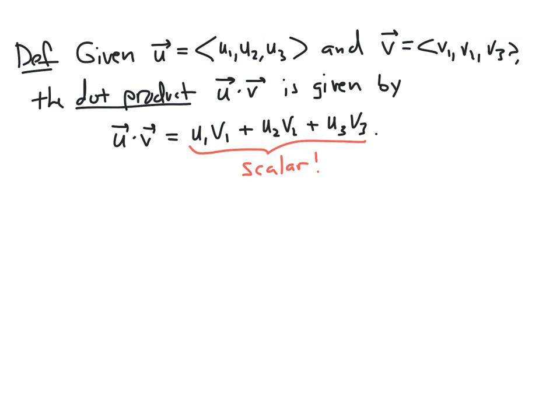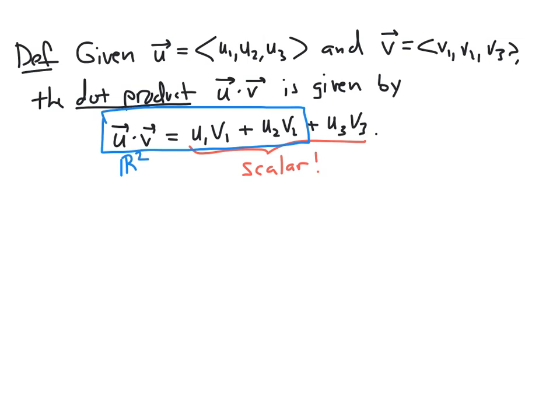The other thing is, of course, I defined this for vectors in R3. If you had vectors in R2, and you wanted to take the dot product, then you would just forget the u3 v3 term at the end. So the dot product in R2 is this thing in the blue box that I just drew. We just forget the third component.